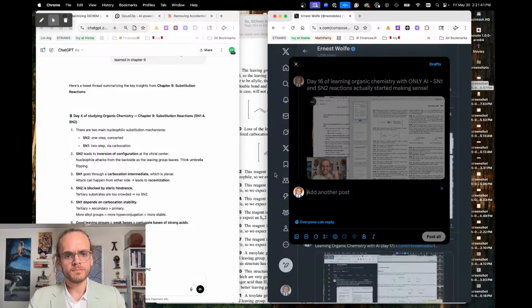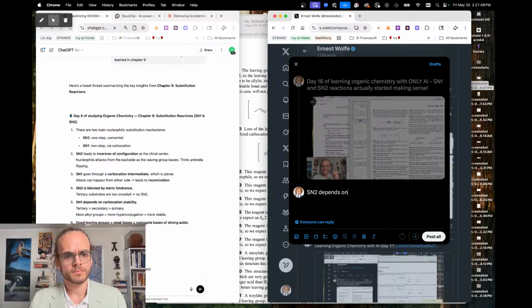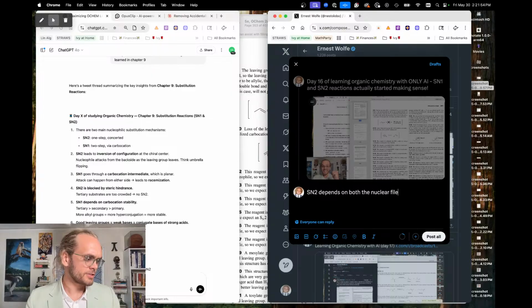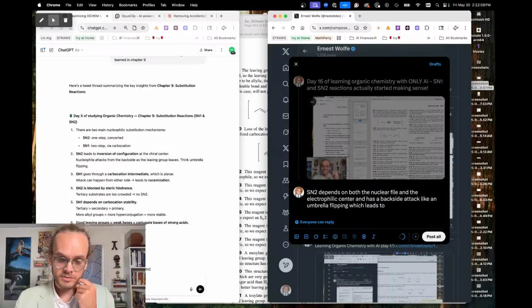SN2 depends on both the nucleophile and the electrophilic center, and has a backside attack like an umbrella flipping, which leads to an inversion of configuration at the chiral center.